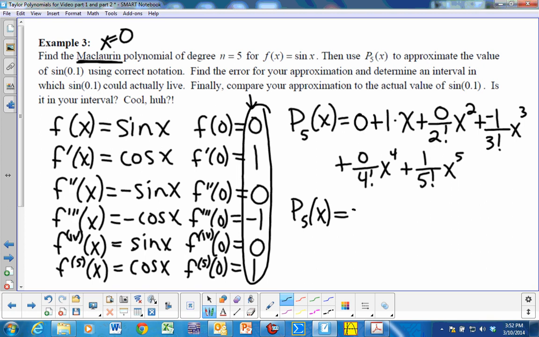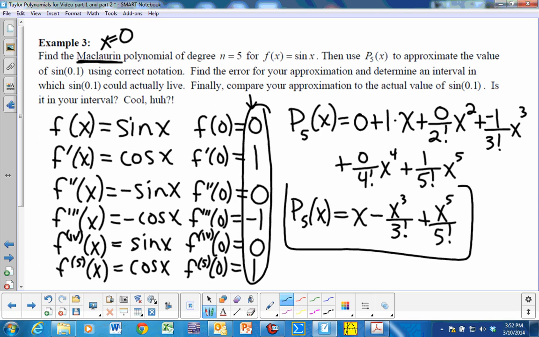So we have a 0, and then we have a 1 times x, that's x. Then we have a 0. Then we have a minus x cubed over 3 factorial. Then we have a 0, and then we have a plus x to the 5th over 5 factorial. So this is our Maclaurin polynomial, 5th degree, because I went to the 5th derivative.